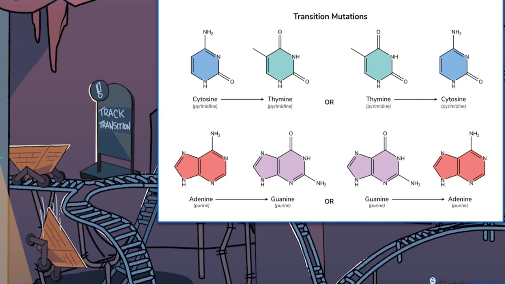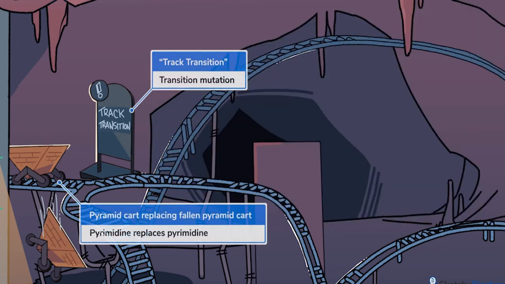A transition mutation occurs when a one-ring pyrimidine replaces another pyrimidine, or when a two-ring purine replaces another purine. To remember that, we've illustrated this track transition. Note the pyramid cart replacing another falling pyramid cart. At Sketchy, the pyramid is our recurring symbol for pyrimidines, but you probably already knew that.